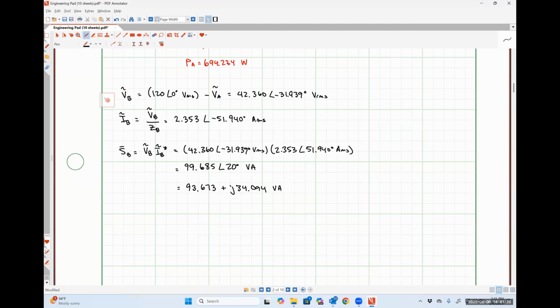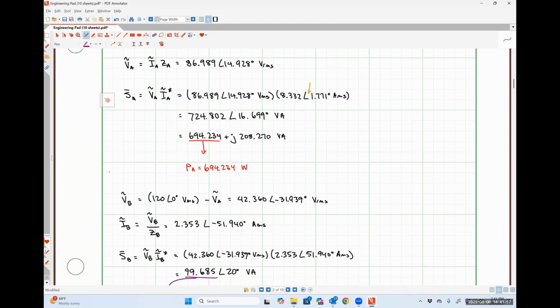All right, so we were asked to find the apparent power absorbed by impedance ZB. So which of these four numbers is the apparent power? The 99.685. Absolutely right. So that is 99.685 volt amperes.